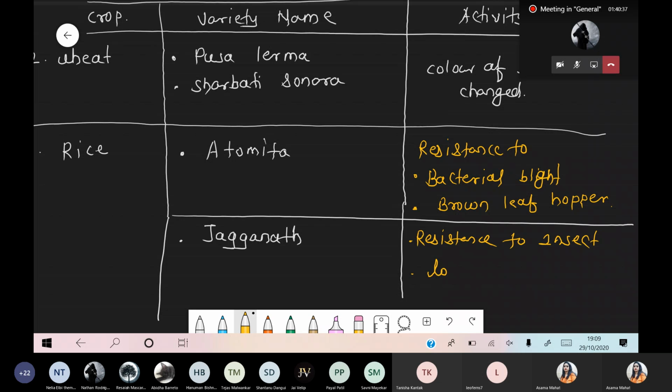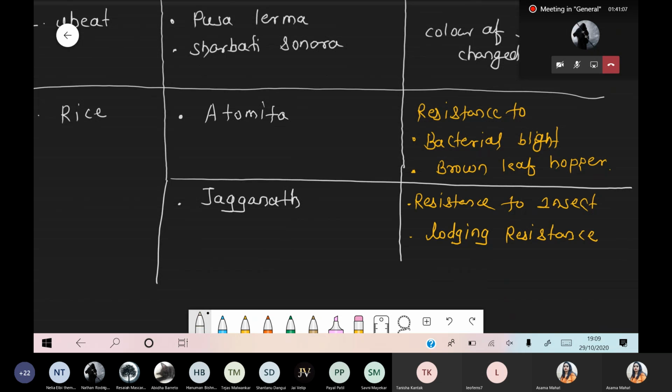Lodging means what? If the stem is very delicate and tall, so at that time what happens? They get bent, easily bent, because rice is a monocot. If the stem is delicate, and there is any high wind flow or heavy rain, so ultimately that stem shows bending. If it gets bent, ultimately there is a loss of productivity. So now these show resistance to lodging. No bending of the stem due to heavy rain or due to heavy wind. So this is the second variety of rice, that is Jagannath.